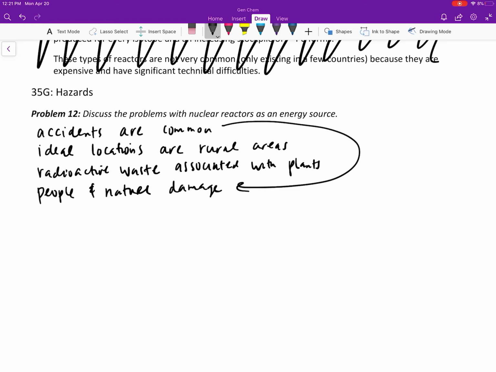Accidents are common, therefore people and nature, that shouldn't say damage, that should say are in danger.